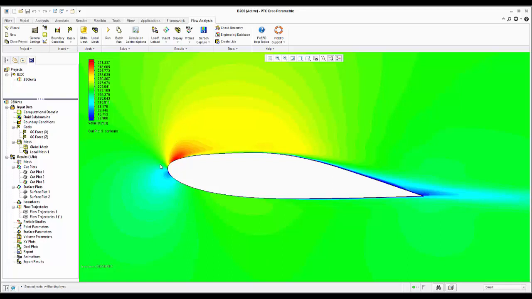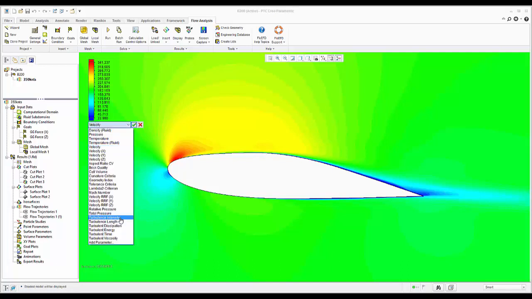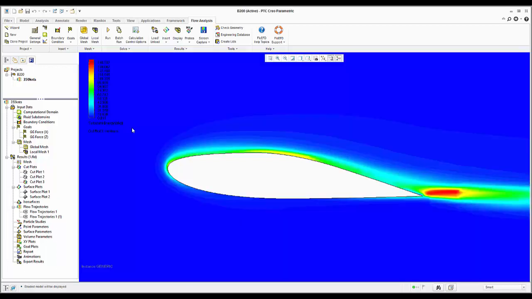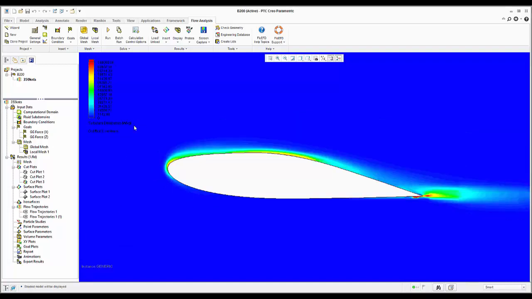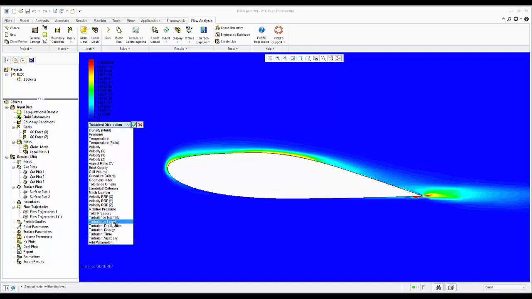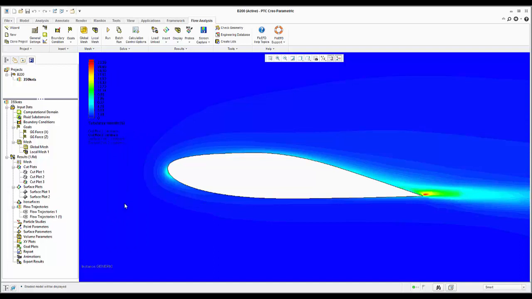Looking at the velocity, we can see the high velocity along the top surface and lower along the bottom, as we would expect, and this gives us lift. Turbulence parameters can be visualized. Here we have the turbulent energy, which can be seen along the top surface and trailing edge. Turbulence dissipation can also be seen the most along the leading, top face and trailing edge where the two streams combine. Turbulence intensity shows where the most turbulent area in the model is, and this is seen at the trailing edge and the downstream wake.